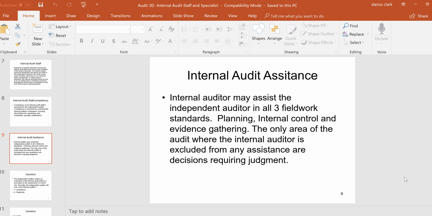For example, what would be a judgment that we'd have to make that we couldn't let the internal audit staff make? How about materiality? Definitely. Good one. How about another one?